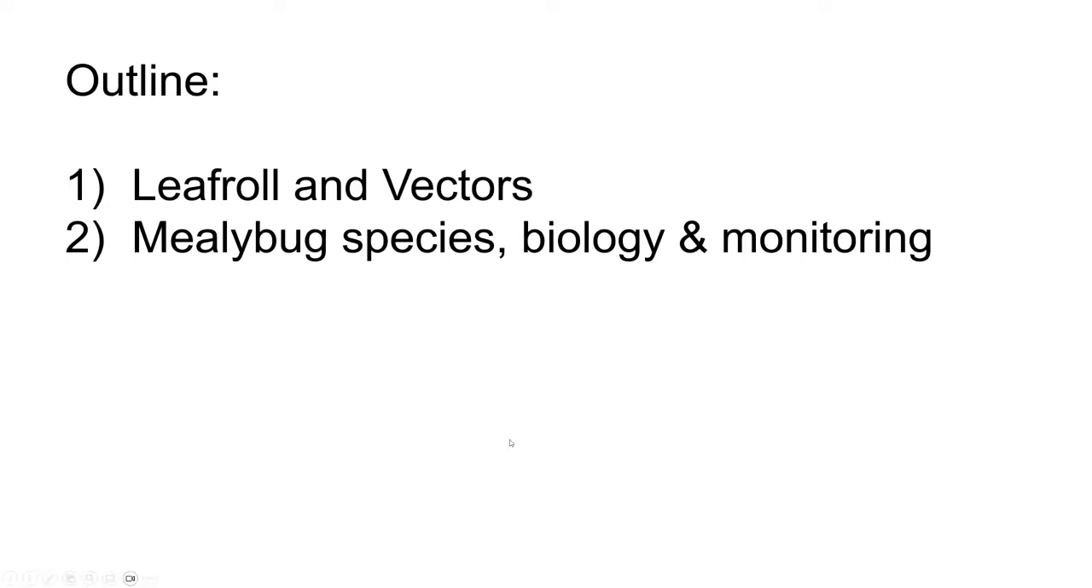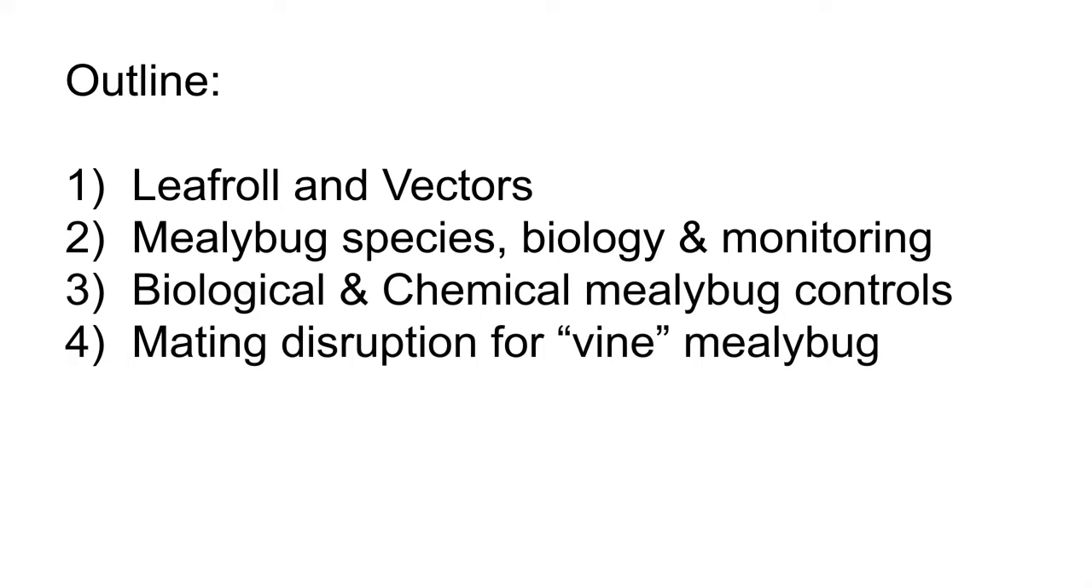As an outline, we're going to start with mealybugs as vectors of grape leafroll associated viruses, then talk a little bit about mealybug species and a part of the biology that is important for vine mealybug control and monitoring. We'll then look at three of the major control tools we've got, biological and chemical mealybug controls. And then a little bit more time on mating disruption for vine mealybug, because I think with the chemical controls, we get a lot of information from PCAs and industry.